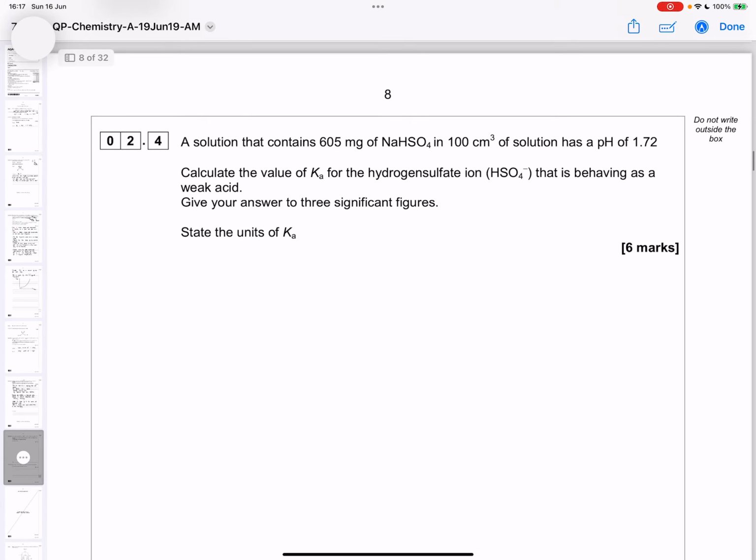Then it says a solution containing 605 milligrams, so that would be 0.605 grams, sodium hydrogen sulfate in 100 centimetres cubed of solution has a pH of 1.72. So the first thing I'm going to do is work out the hydrogen ion concentration from the pH. On my calculator, 10 to the minus 1.72, 0.0191.